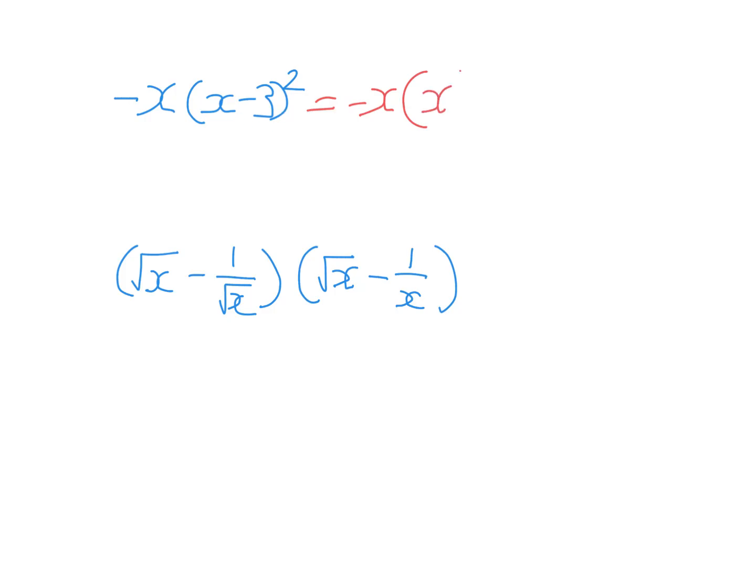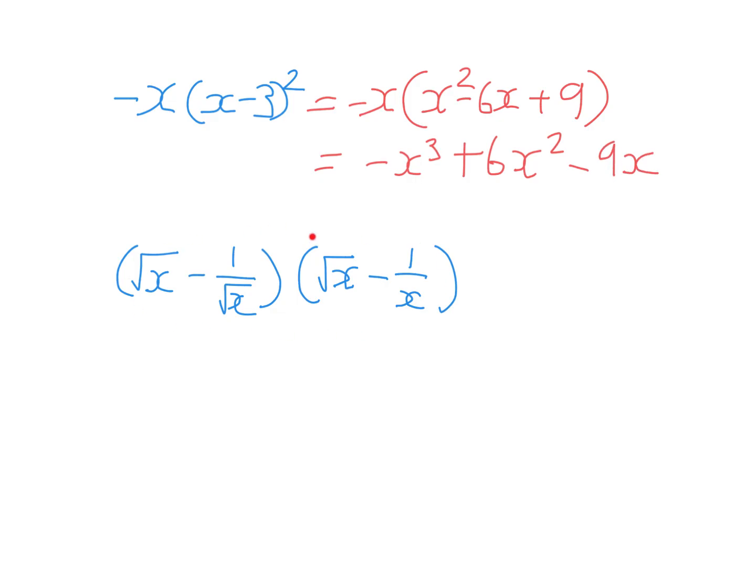I square the first, I square the second, and what goes in the middle is 2 times x times negative 3. So now I can just expand this in the usual way that you've known since year 8. I take negative x and multiply it by x squared. Negative x times negative 6x, that becomes positive 6x squared. And then negative x times 9 is negative 9x. I can't simplify this, so I'm done.